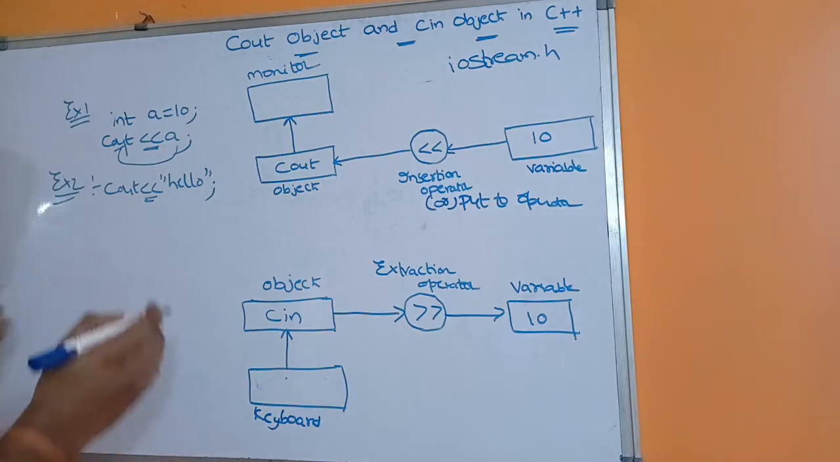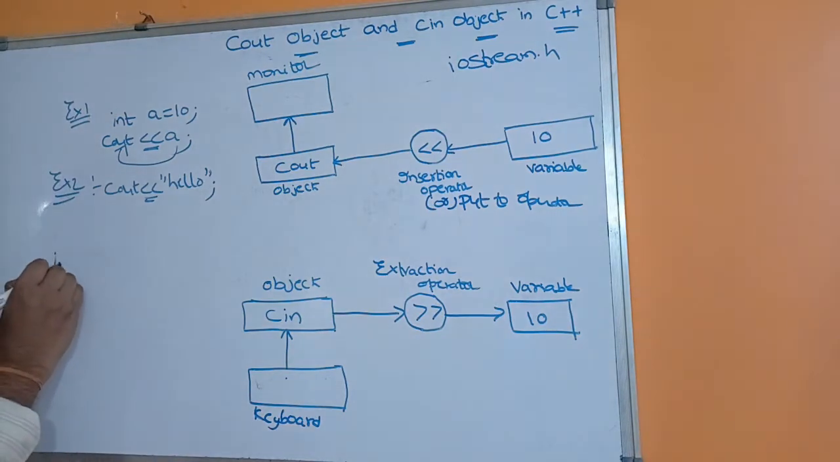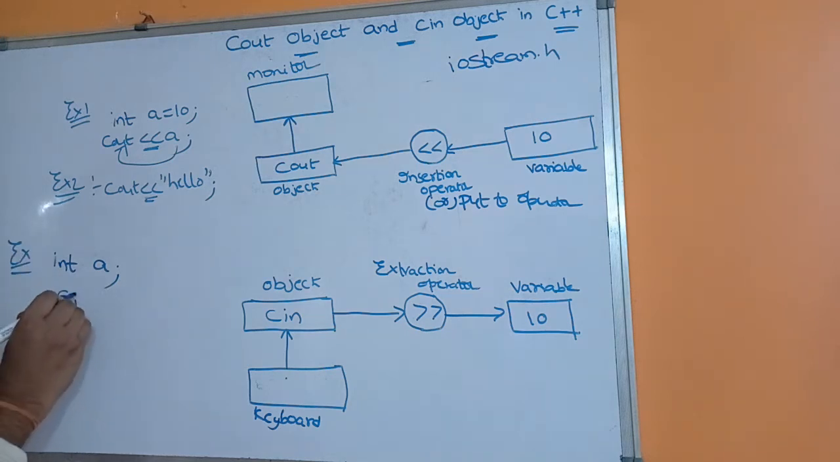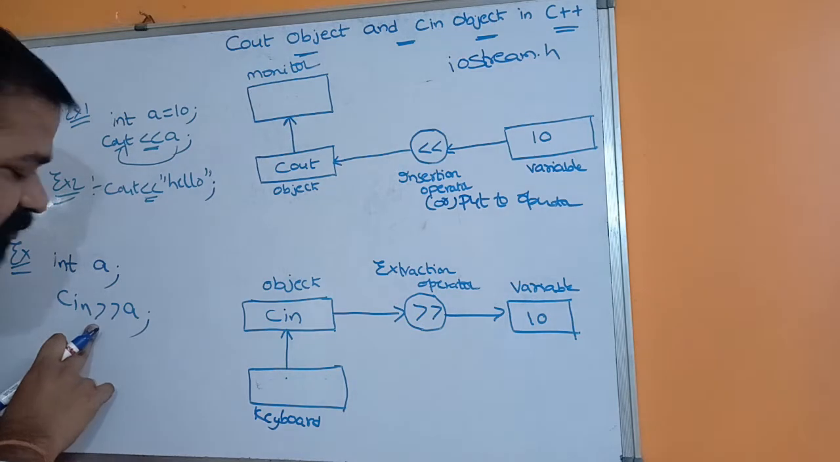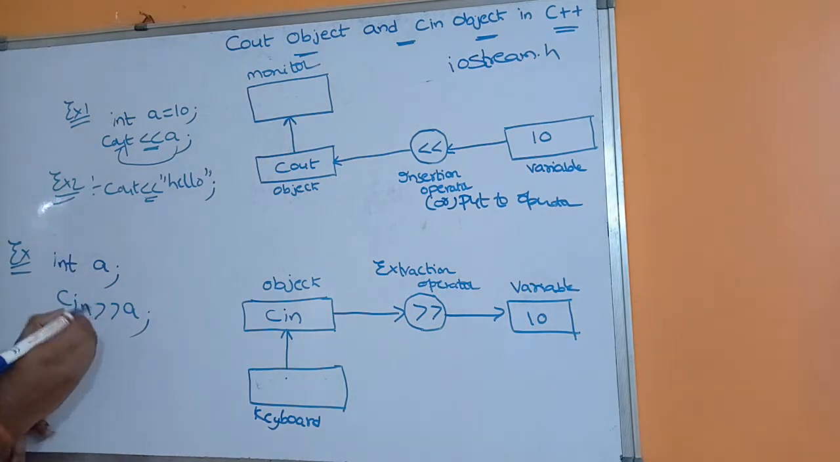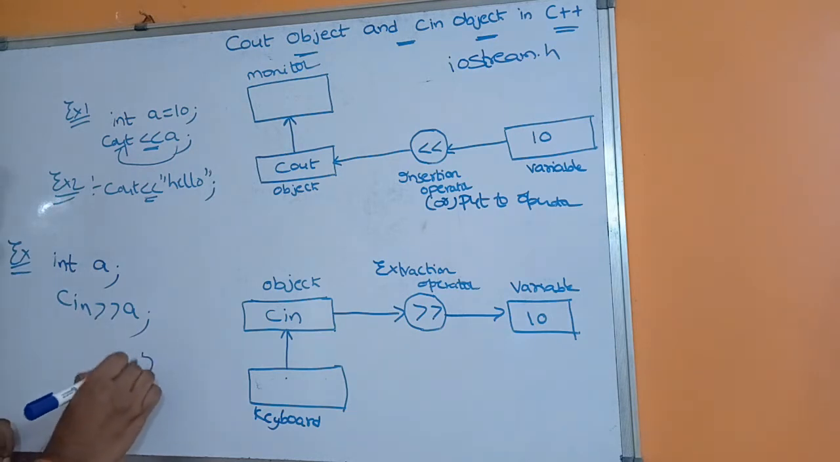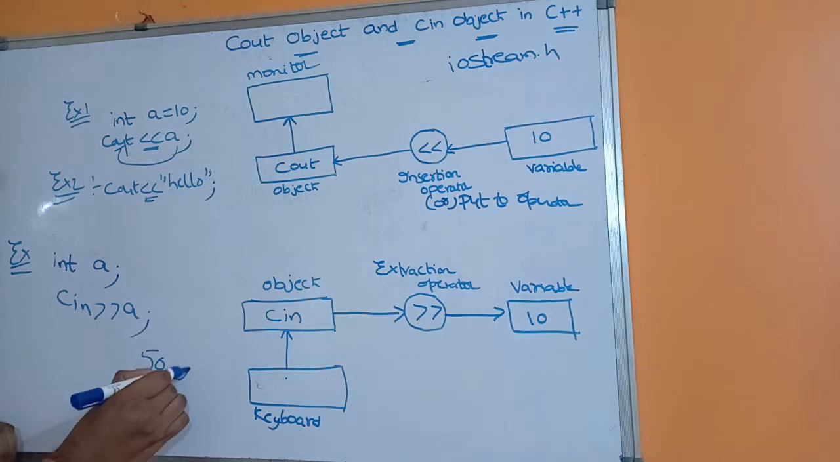Now let's take an example. Let's have a statement like this: int a, cin greater than a. Whenever the statement is executed, then cin expects an integer value from the keyboard. Whenever we enter an integer value, the corresponding integer value will be stored in the corresponding variable.